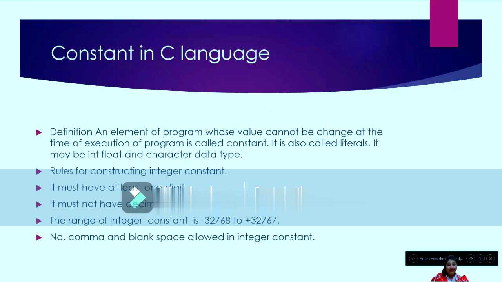Rules for constructing an integer constant: it must have at least one digit. It must not have any decimal point. The range of an integer constant is minus 32,768 to plus 32,767. No comma and blank space are allowed in an integer constant. You understood the rules for how we declare an integer in a program.